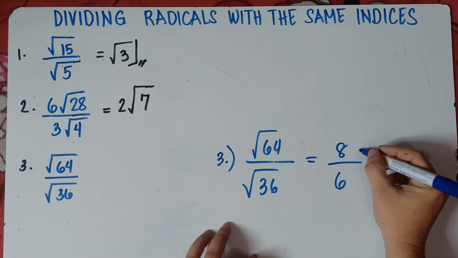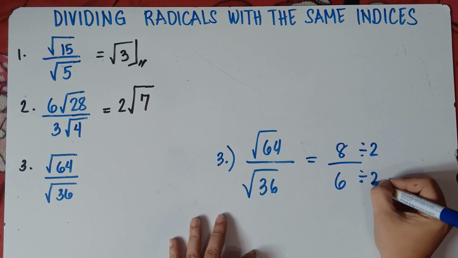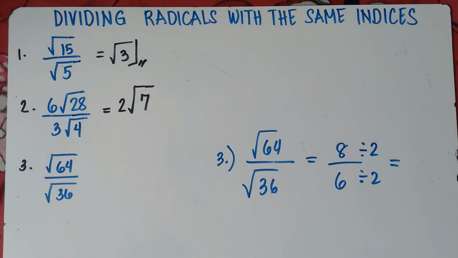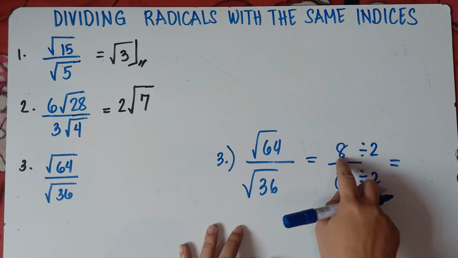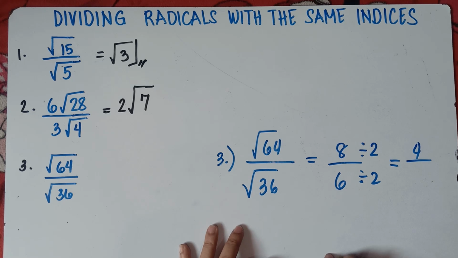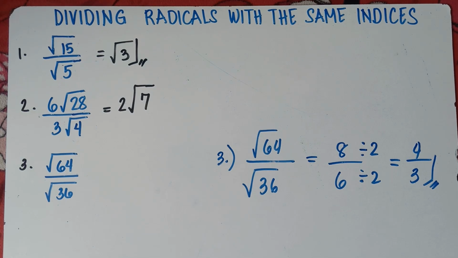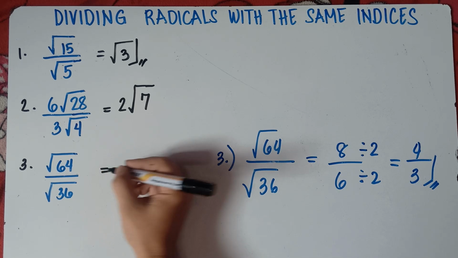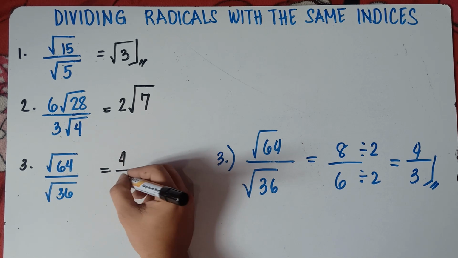So we can divide this by 2. The GCF, the greatest common factor, is 2. So 8 divided by 2 is 4, and 6 divided by 2 is 3. That's the answer for number 3. I hope you get this one, class. That would be 4 over 3.